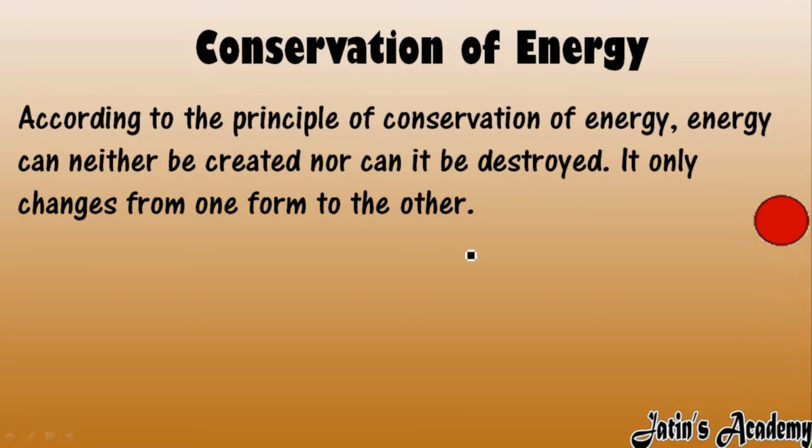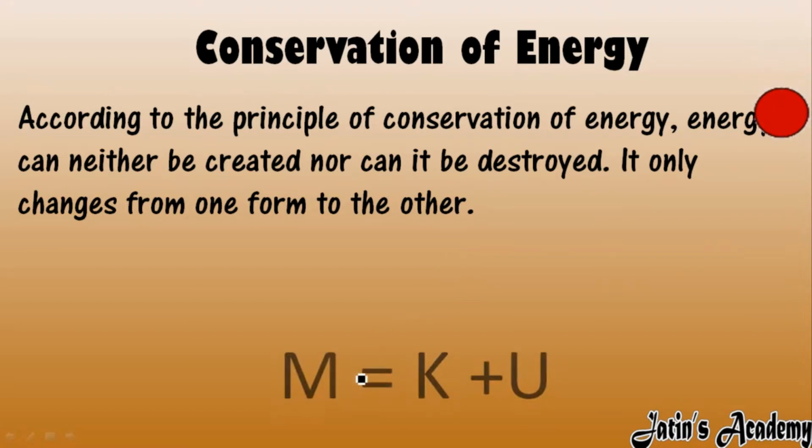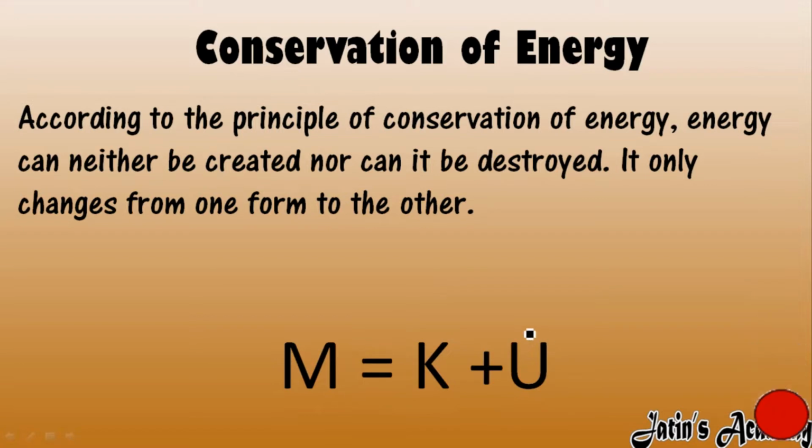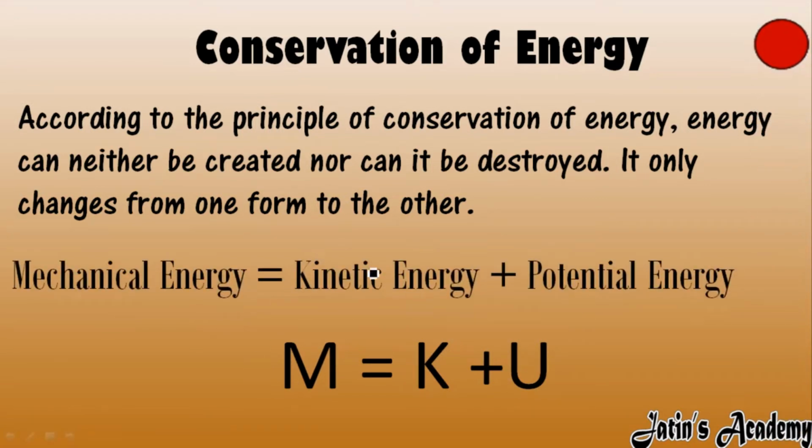If I'm talking about mechanical energy, for example, mechanical energy is a sum of kinetic energy plus potential energy. Here M represents mechanical energy, K represents kinetic energy and U represents potential energy. So mechanical energy is a sum of kinetic energy plus potential energy. It means that kinetic energy and potential energy are interconvertible. Potential energy is converted into kinetic energy and sometimes kinetic energy is converted into potential energy.